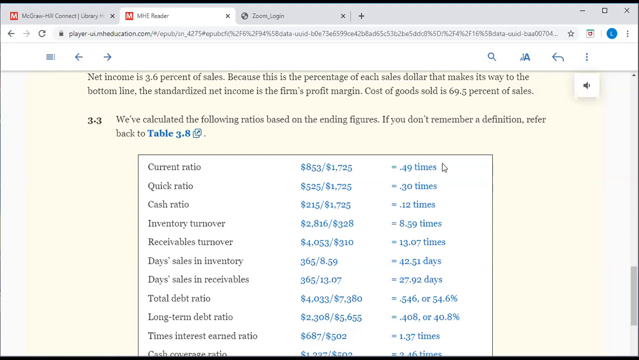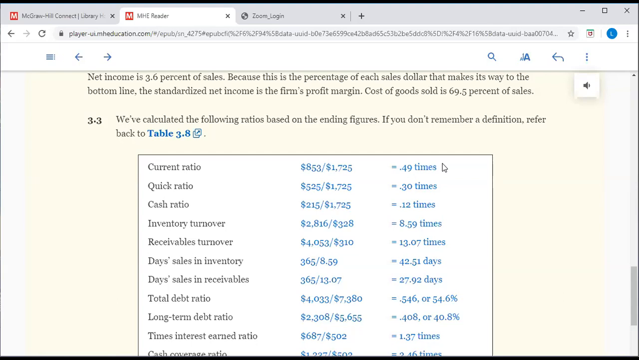So now we're just focused on very liquid assets like cash and accounts receivable. So we take those two assets, which are 215 plus 310 in 2018, and divide by current liabilities of 1725, or 0.3 times. So for every dollar of liabilities, there's only 30 cents of really liquid assets to pay them, or you can only pay them 0.3 times. Remember, we're not judging, we're not determining if it's good or not, we're just defining what it is, the number, and what it means.